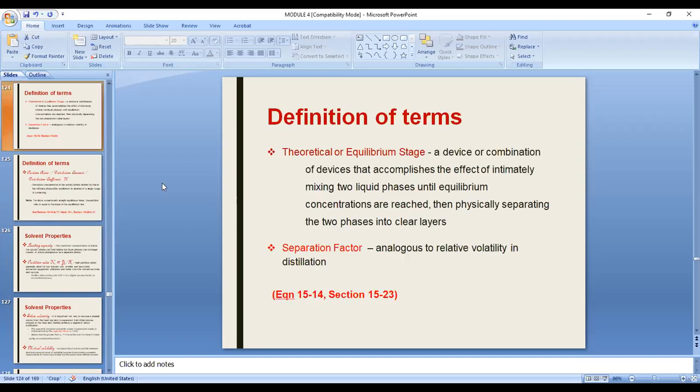So when we speak of the equilibrium stage or the theoretical stage, this is the device or a combination of devices that accomplishes the effect of intimately mixing two liquid phases until equilibrium concentrations are reached. Then we physically separate the two phases into clear layers. Now we have what we call here the separation factor, equivalent to relative volatility in distillation.